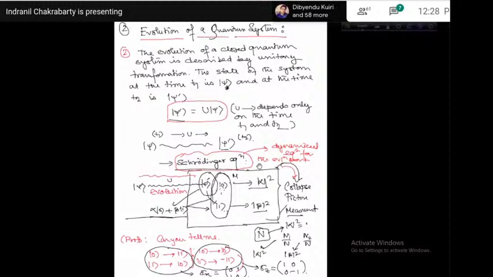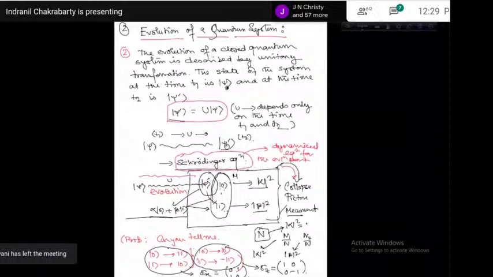So, as I was telling you, the evolution of a closed quantum system is described by a unitary transformation. The state of the system at time t1 is psi, and at time t2 is psi prime. The psi prime is connected to psi with the help of this unitary operator U, right? And the dynamical equation for this is given by the Schrodinger equation. I have not written down the Schrodinger equation at this moment.